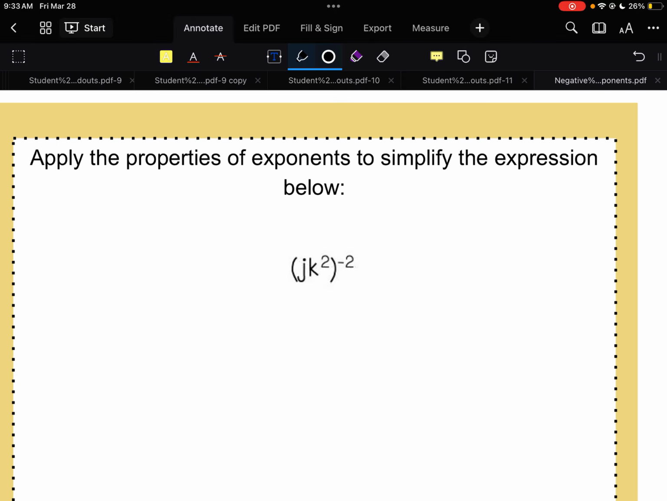Same thing with this one. I want to see you guys trying them on your own. You're going to multiply it out. And remember you got to distribute this too because everything is in the parentheses here. So it'll be j to the negative 2 times k to the negative 4. And then everything's going to get flipped. So it'll be 1 j to the 2nd over k to the 4th.